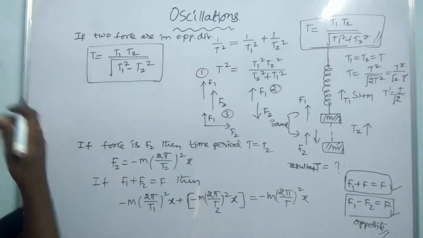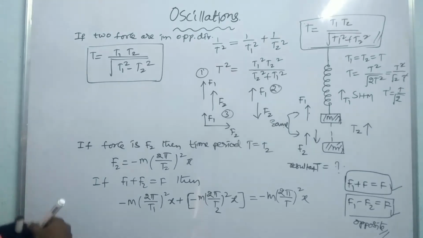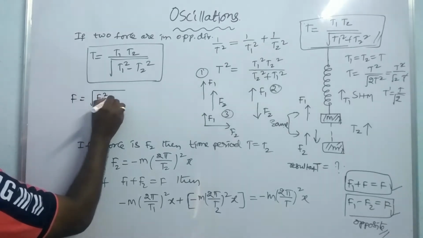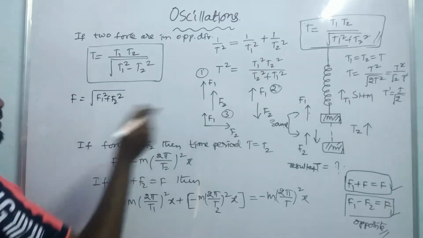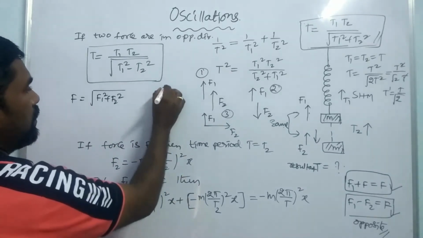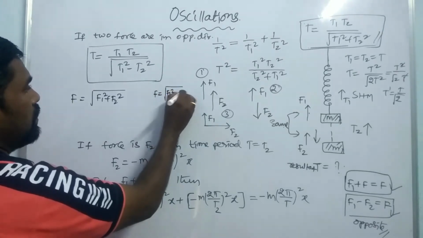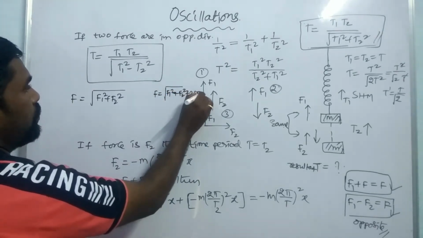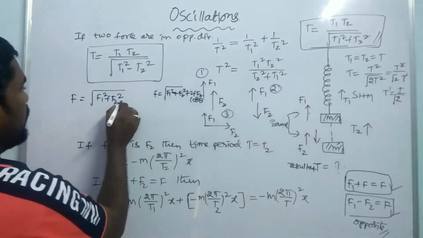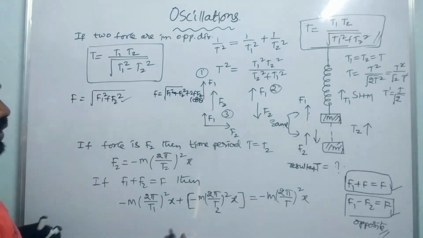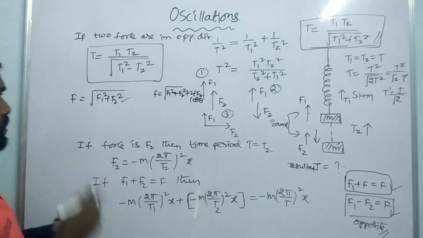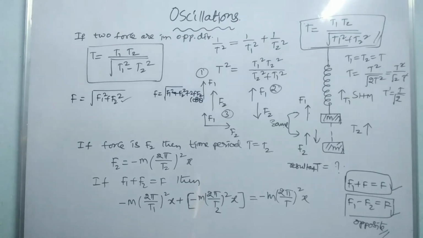If they are perpendicular to each other, the net force, how can you write that? F is equal to under root of f1 square plus f2 square. So from the parallelogram law, the net force is equal to under root of f1 square plus f2 square plus 2 f1 f2 cos theta. So theta is equal to 90, cos 90 is equal to 0. Then you can write f1 square plus f2 square. F1 you already know, m into 2 pi by t1 whole square, and m into 2 pi by t2 whole square. So here also minus m into 2 pi by t whole square.